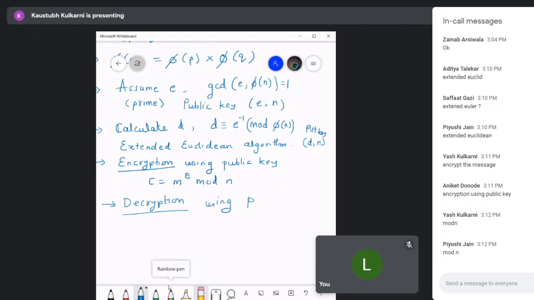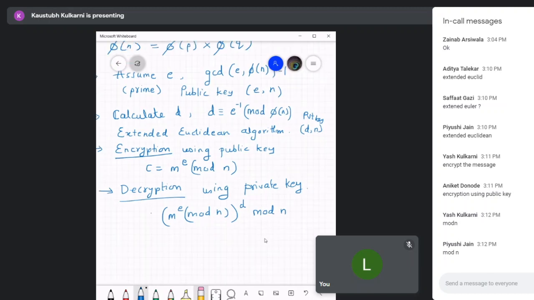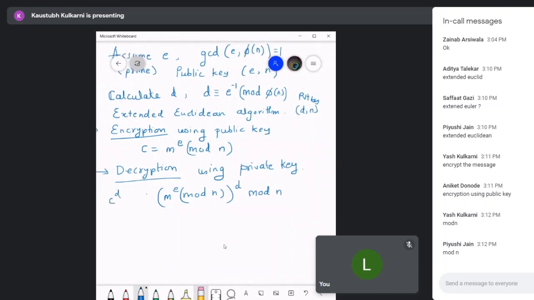decryption will require the private key, and the decryption will be such that m raised to e mod n, okay, which is c. The entire thing will be raised to d mod n. What we are doing is c raised to d mod n, which is equal to m raised to ed mod n.